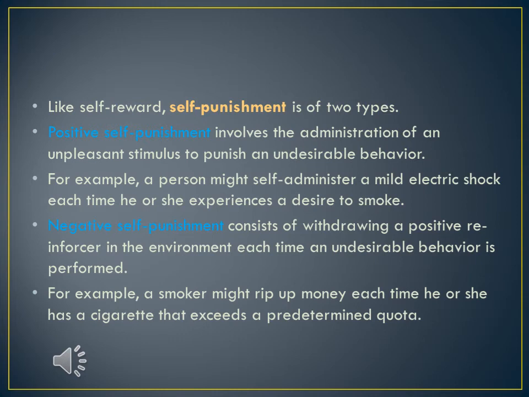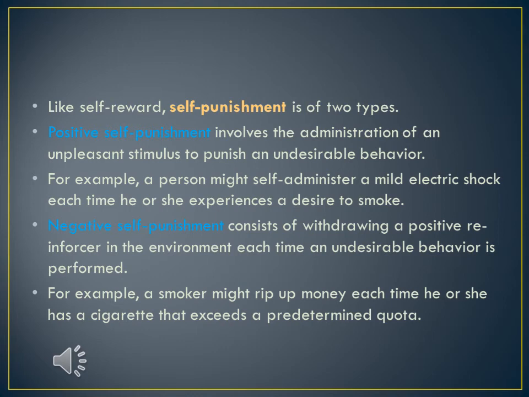Like self-reward or self-reinforcement that we discussed in the previous slide, self-punishment is the other factor. Self-punishment is of two types: positive self-punishment and negative self-punishment. Positive self-punishment involves the administration of an unpleasant stimulus to punish an undesirable behavior. So we are administering an unpleasant stimulus to avoid an undesirable behavior, the behavior which is making problems. So, to punish an undesirable behavior.